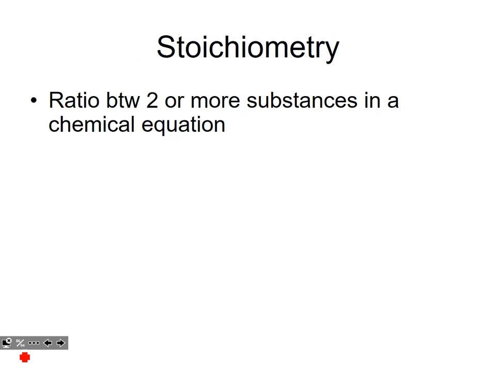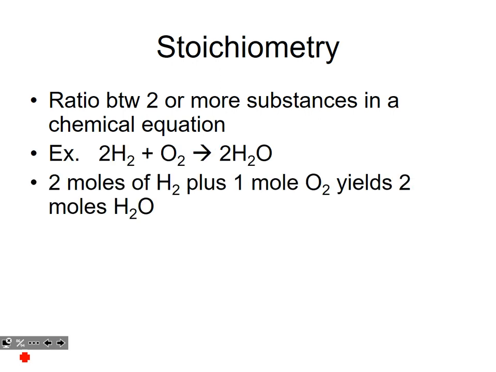So stoichiometry, the definition of it, is simply saying, hey, what's the ratio between things in a balanced chemical reaction? And let's use that ratio, bearing it in mind whenever we're talking about the reaction. That's really all stoichiometry is. So what do I mean by that?